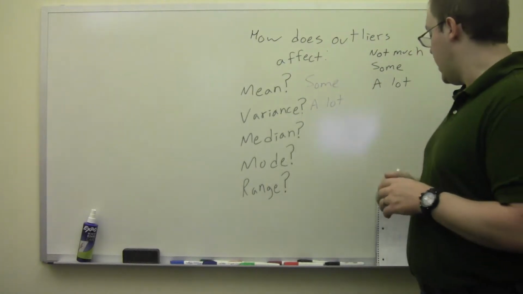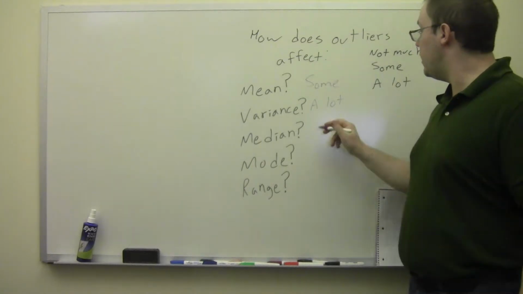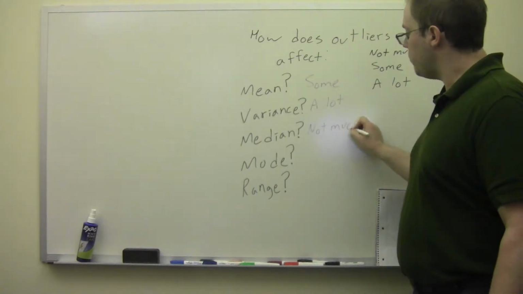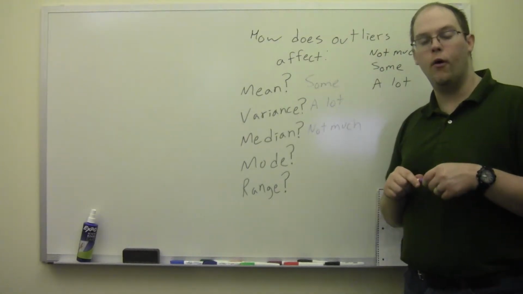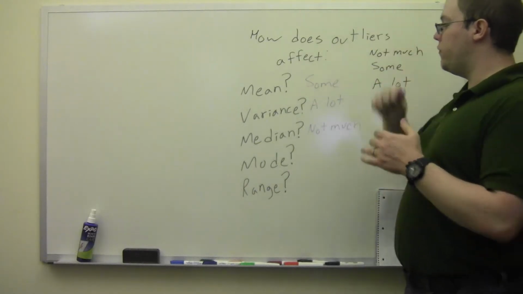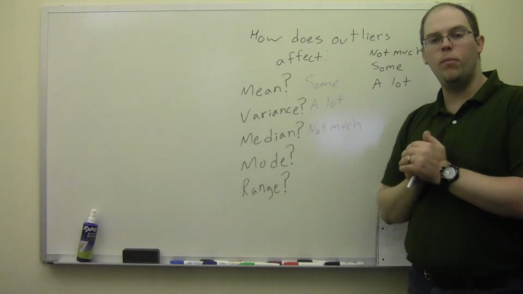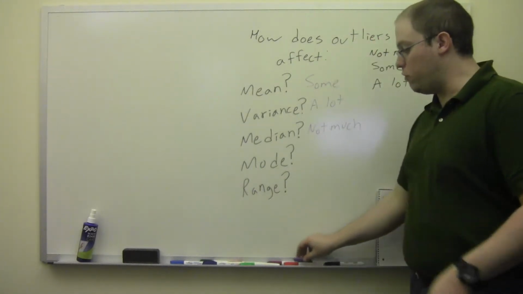How much does an outlier affect the median? Well, the answer would be not much. Remember that the median is the point that 50% of the data lie below. So if you have an outlier that's really far out there, it might push the median up a little bit, but the scale of that outlier is not going to affect it.